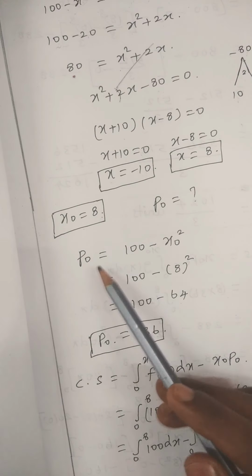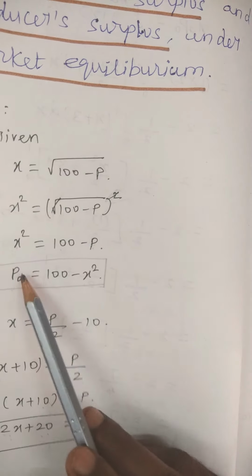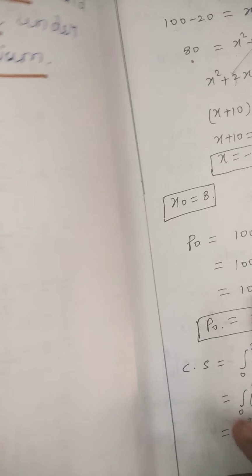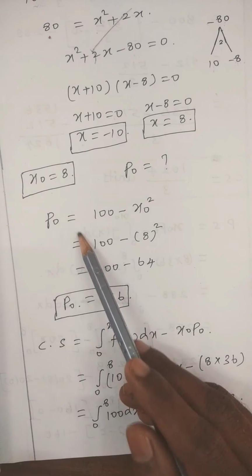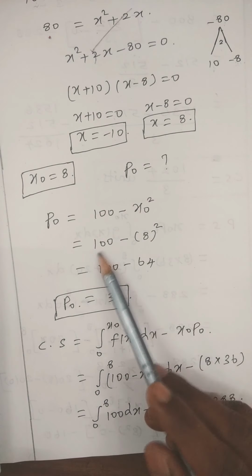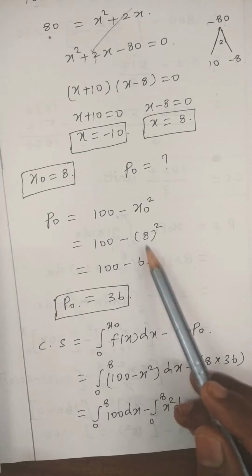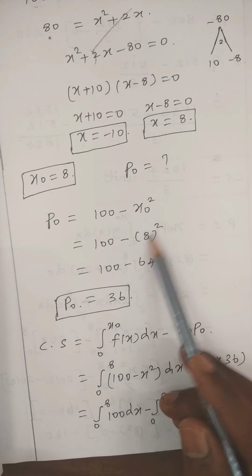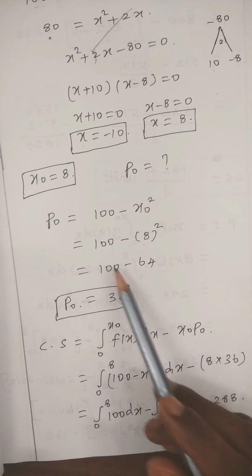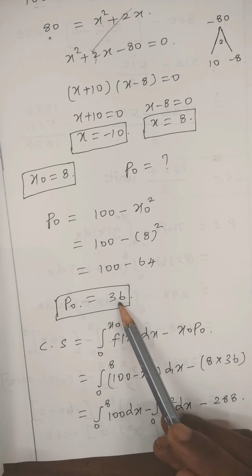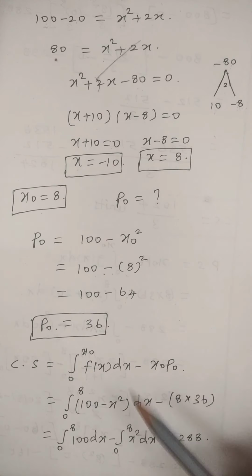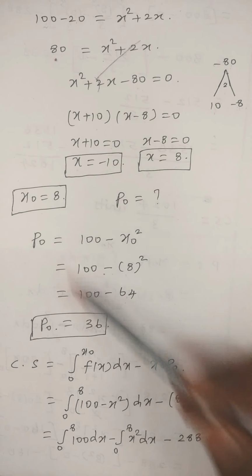So we know the demand function. What is the demand function here? The demand function means PD equal to 100 minus x square. So assume PD means p naught. So p naught equal to 100 minus x naught square. What is x naught here? 8. So 8 whole square, 8 into 8, is 64. So 100 minus 64 means 36. So p naught equal to 36.